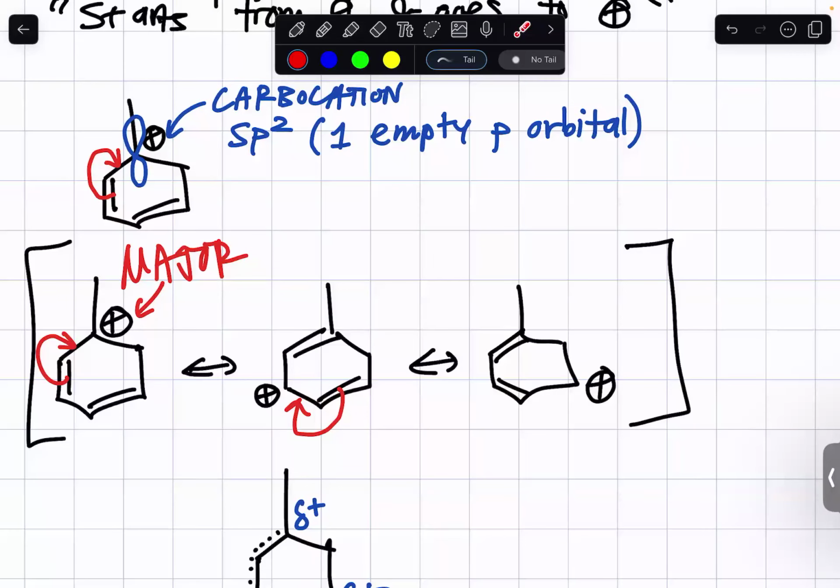So when we're saying major and minor, we're talking about how many other carbons are attached to the carbocation? Right, to the carbon attached to the carbon that has the positive charge. If the carbocation has more carbons attached to it, it's more stable, making it major. Okay.